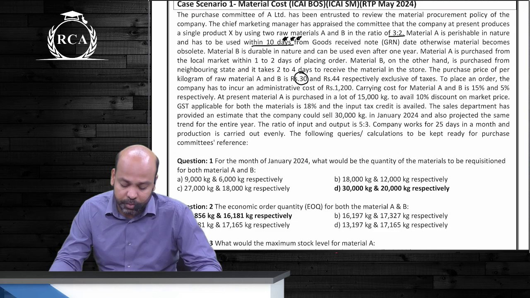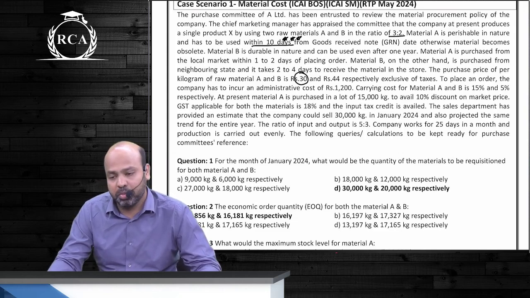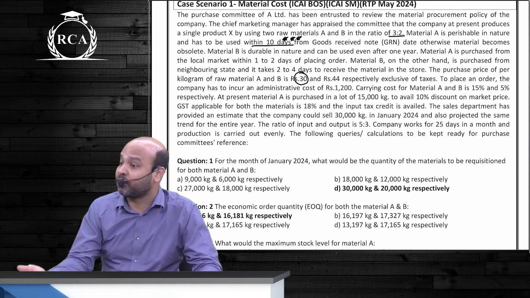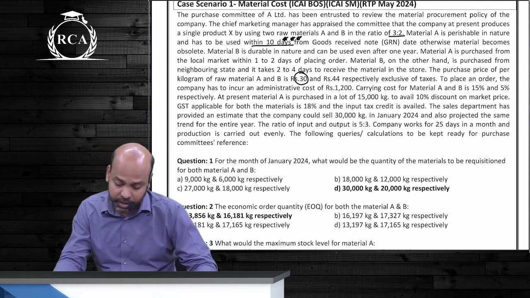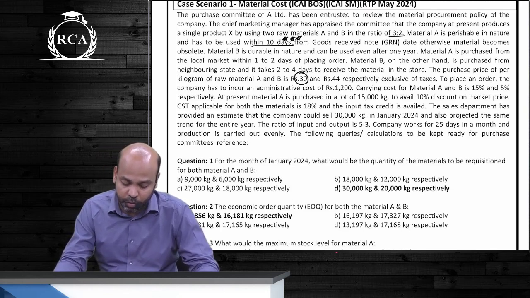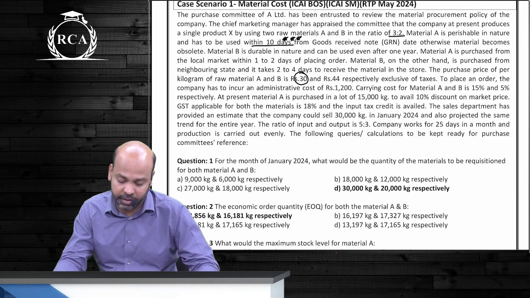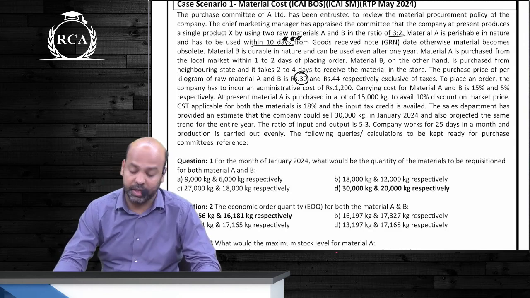GST applicable for both the materials is 18% and input tax credit is availed. Not relevant. You do not have to worry about tax component anywhere, guys. Are we clear, guys? Next, beta. The sales department has provided an estimate that the company could sell 30,000 kgs in Jan 2024 and also projected the same trend for the entire year.